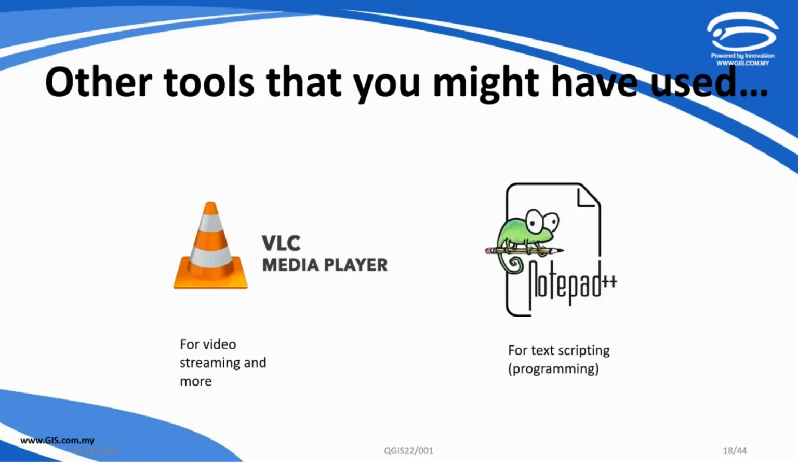Other open source software, everybody knows VLC Media Player. VLC Media Player is for video streaming and more. And Notepad++, which is very powerful. It's like Notepad, but you can do scripting or programming with it. And one good thing is that when you have a huge set of data, text file or ASCII, you can open it using Notepad++.